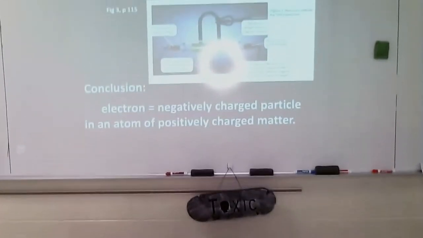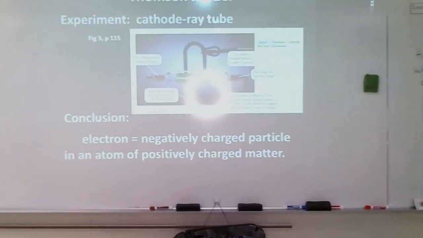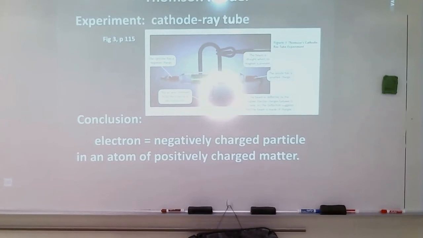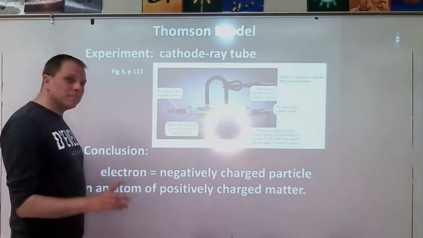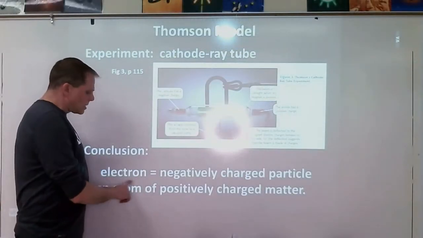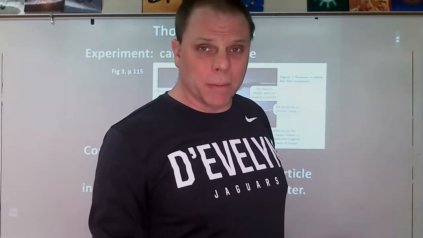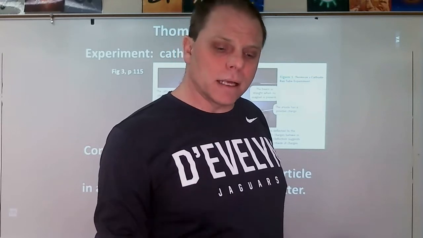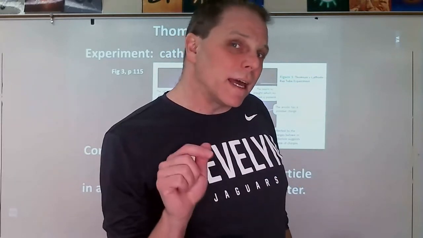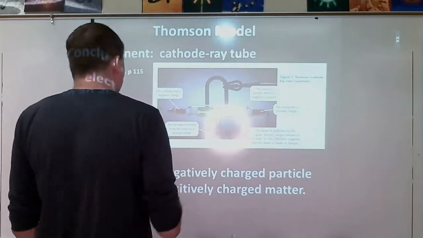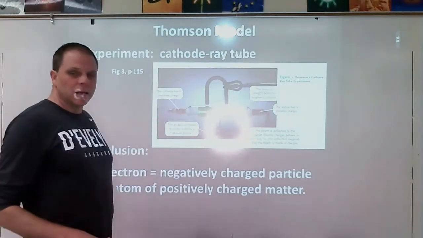Old school computer monitors and old school TVs were made with cathode ray tubes. So Thomson is given credit for discovering the electron. He believed in what we call the plum pudding model now, that there was a positively charged goo, that these negatively charged electrons were all kind of embedded throughout.